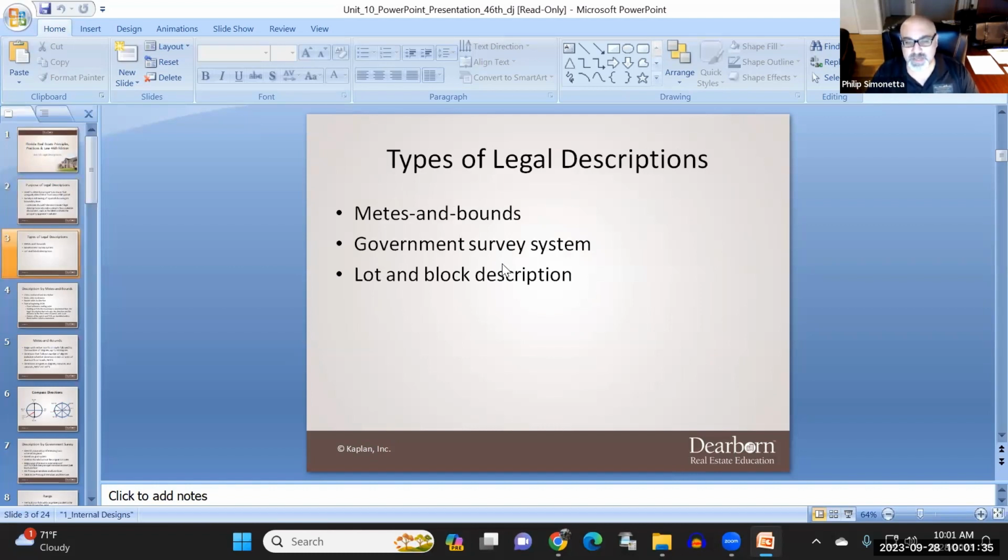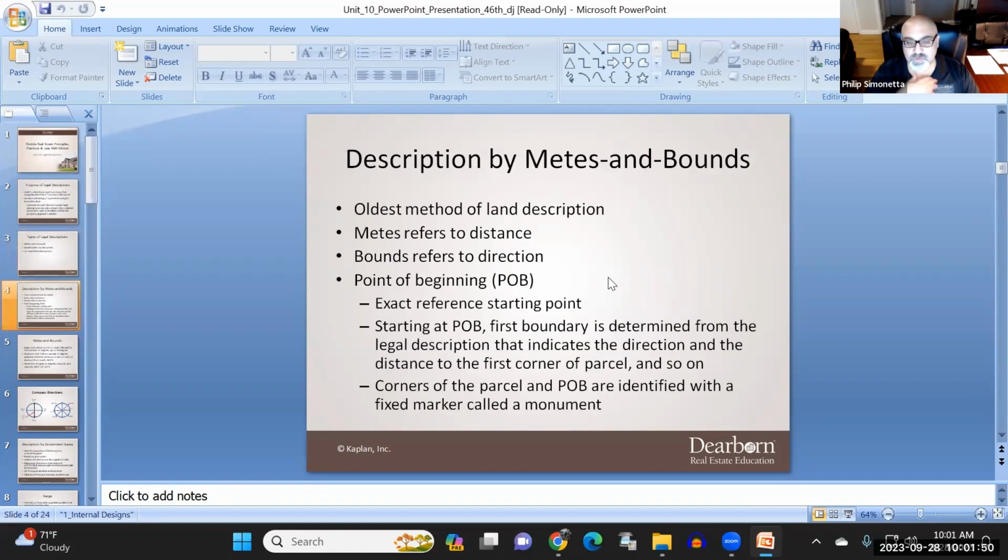So let's look at the types of legal descriptions. There are 3 different types that exist. You have metes and bounds, the government survey system, and lot and block description. So let's look at metes and bounds first.